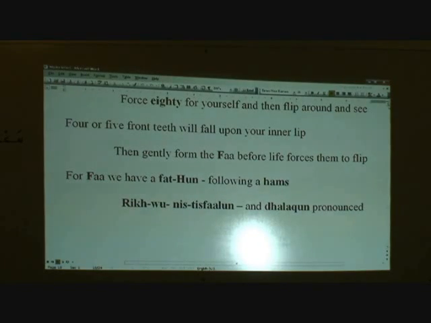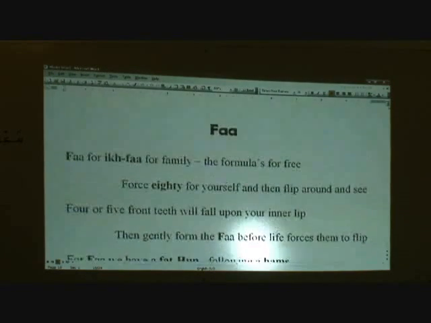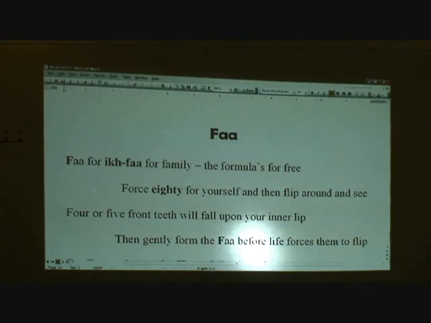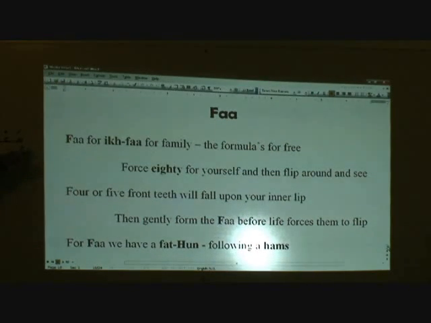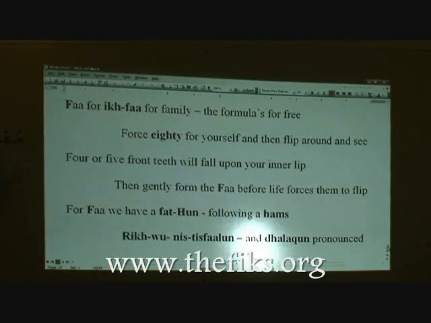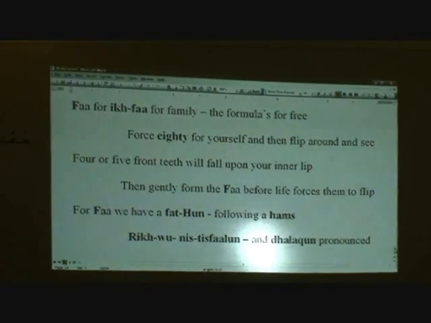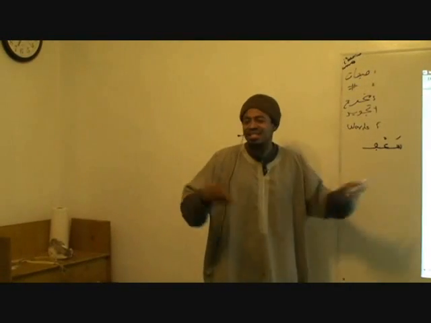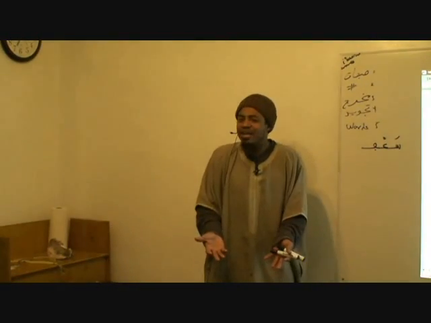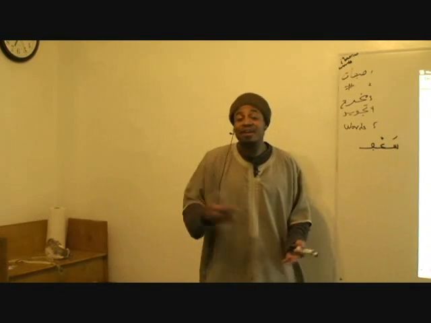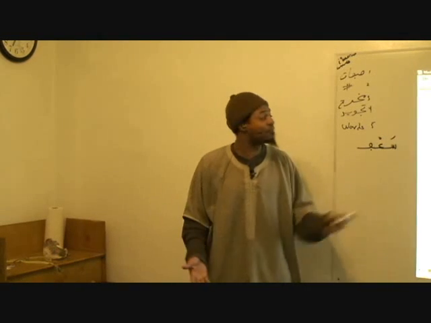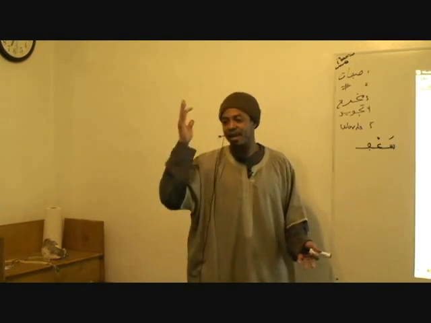Now we go back. It starts off by saying fa for ikhfa, for family, the formulas for free. If you understand this, this is again a tongue twister put into place so that people could understand how to pronounce the sound fa. It's not a sound that is unknown to the English language. Very easy, but most Americans don't think it's the same fa. So we put it like this: fa for ikhfa, for family, the formulas for free. Fa, fa, fa.